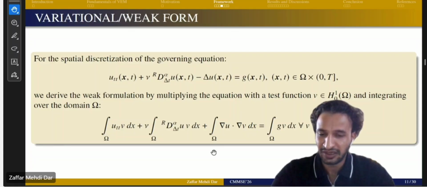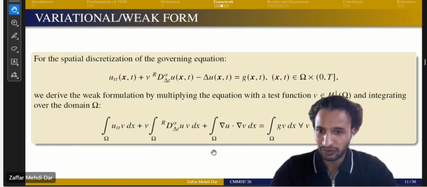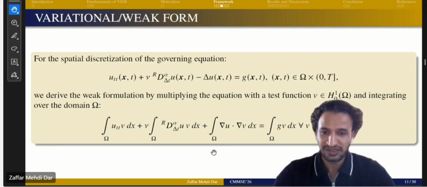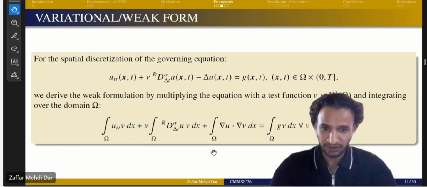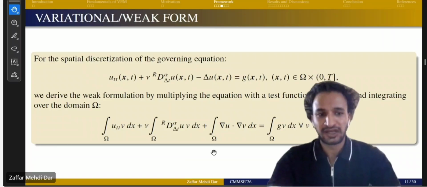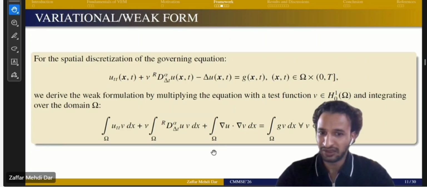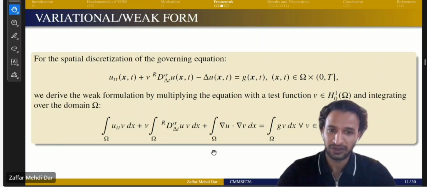With this, we are going to have a simple variation or a weak form in equation 2. We have, corresponding to each term of the governing model, a second order time derivative, a fractional dissipation, and a spatial diffraction. We have an arbitrary shape function or a test function V that is in a Sobolev space of order 1, and we are going to integrate it over the domain omega. Now these integrals are not computable yet.